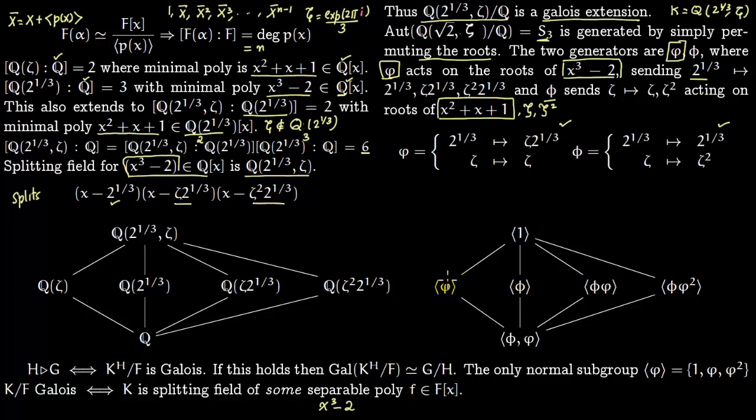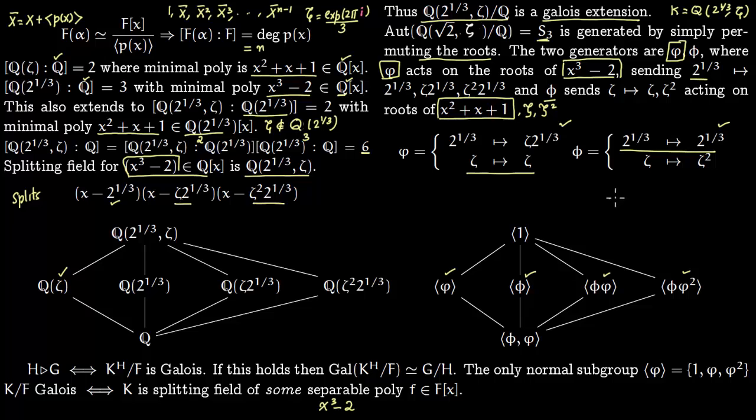So corresponding to varphi, what is fixed? Varphi just fixes zeta. So this is what is fixed: the group of automorphisms of Q adjoin 2^(1/3) and zeta which fixes zeta. Varphi does that. And what does phi do? Phi fixes 2^(1/3), so phi corresponds to Q adjoin 2^(1/3), because it fixes 2^(1/3) in the automorphisms. Again, phi varphi will fix zeta 2^(1/3), and phi varphi square will fix zeta square 2^(1/3). So you have the correspondence.